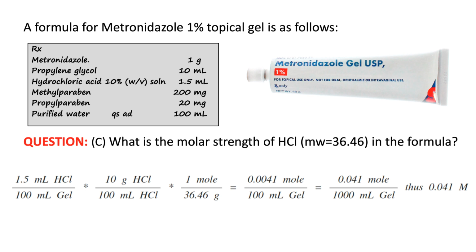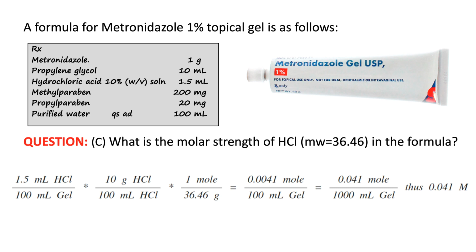So now when I multiply that amount out, my units of grams of hydrochloride cancel, and I would be in moles of hydrochloride. Okay, again, without dividing out the volume yet, if you just do the 1.5 times 10 divided by 100 divided by 36.46, that number would be 0.0041 moles. Okay, and that's still per 100 mils of gel. The reason that that's important is it wanted the molar strength, which was not moles per 100 mils, but moles per liter, which would be moles per 1,000 mils.